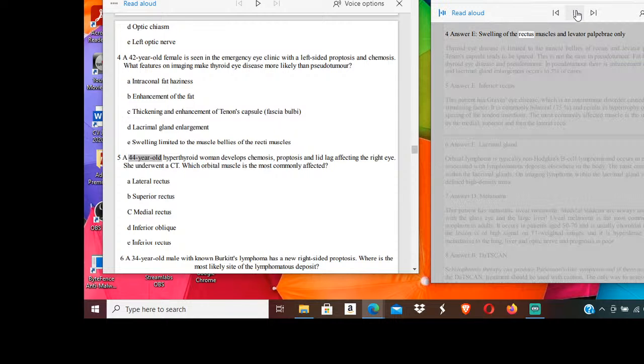4. Answer E. Swelling of the rectus muscles and levator palpebrae only. Thyroid eye disease is limited to the muscle bellies of rectus and levator palpebrae muscles, and Tenon's capsule tends to be spared. This is not the case in pseudotumor. Fat haziness is seen in both thyroid eye disease and pseudotumor. In pseudotumor, there is enhancement of the fat with contrast, and lacrimal gland enlargement occurs in 5% of cases.